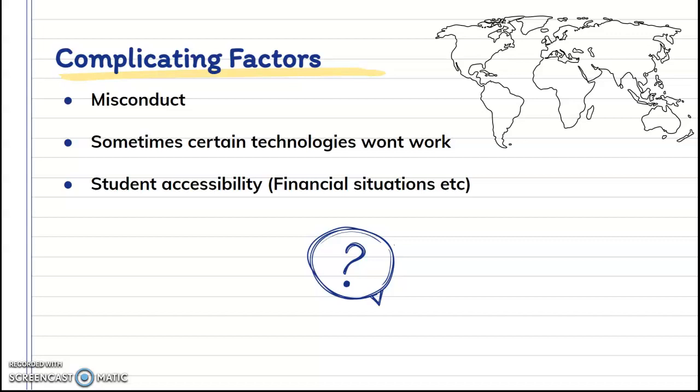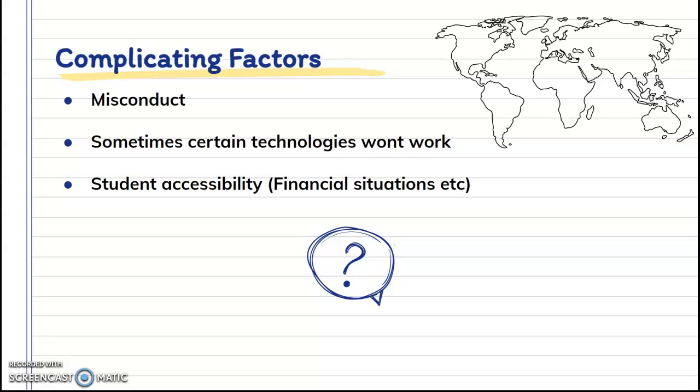And I also touched on this other thing. Sometimes certain technologies won't work. Don't get discouraged. You can work through these things. You can find technologies that work because there are for sure technologies available, whether it's a website, whether it's a forum, whether it's a different style of Google Classroom that works better for your students.